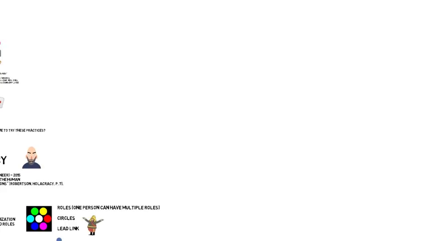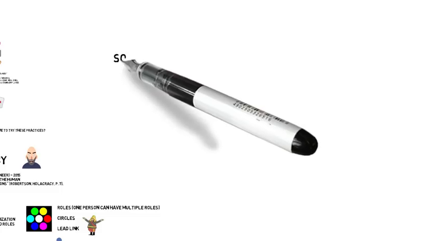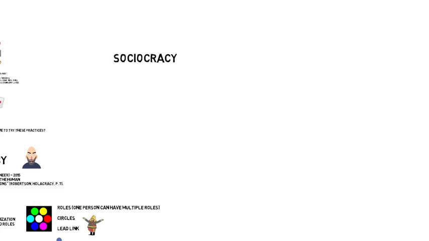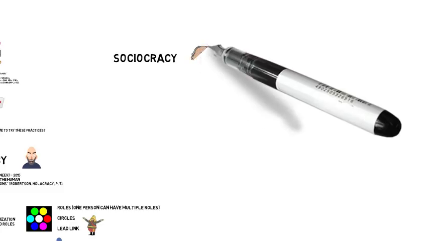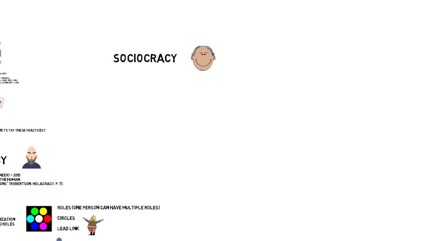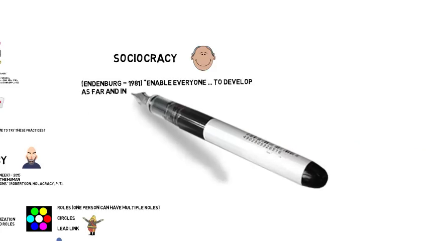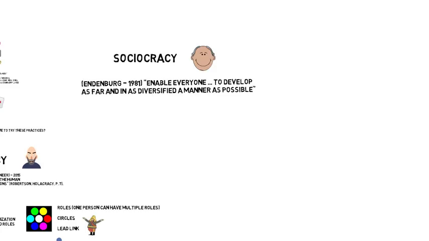Now, actually, the predecessor of Holacracy was Sociocracy. Now, Sociocracy was something that was created by Endenburg way back in 1981. And you could actually consider Holacracy to be a full implementation of Sociocracy. So really, a lot of the ideas that Endenburg had, you'll see those in Holacracy. But there are some differences here, and I'm going to point those out briefly.